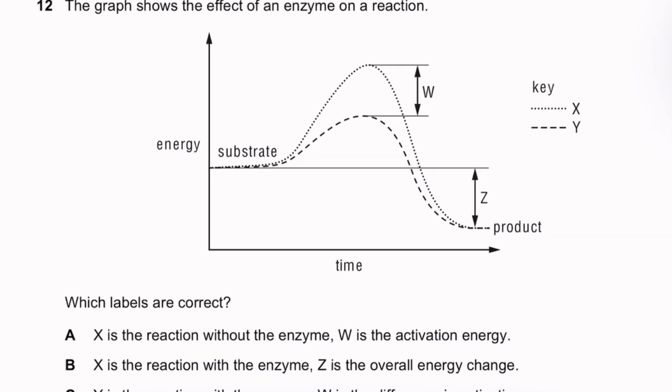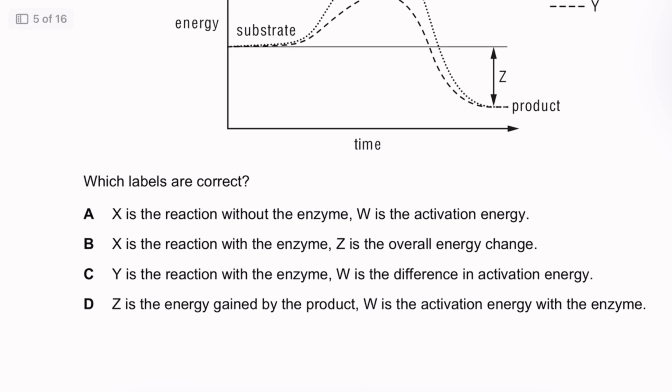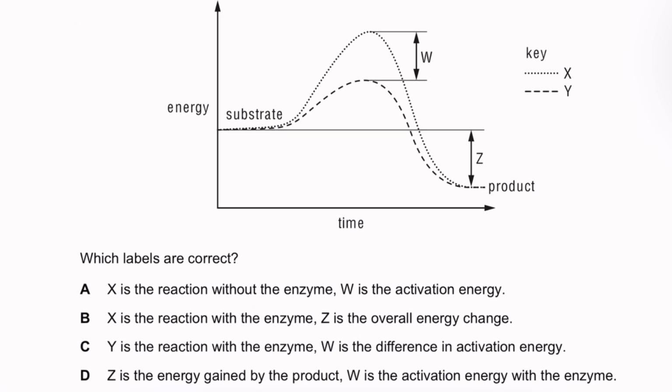The graph shows the effect of an enzyme on a reaction. So you have the energy, the substrate, and the product, and you can see how the enzyme lowers the activation energy, and this is how it speeds up the reaction. Which labels are correct? W is the change in activation energy with the enzyme versus without the enzyme. So no, this is wrong.